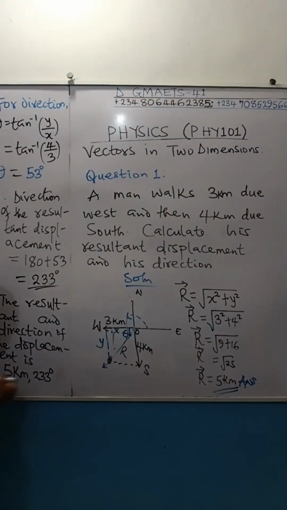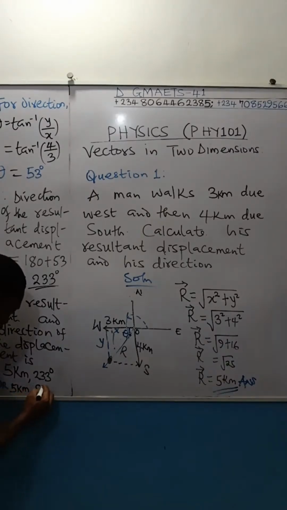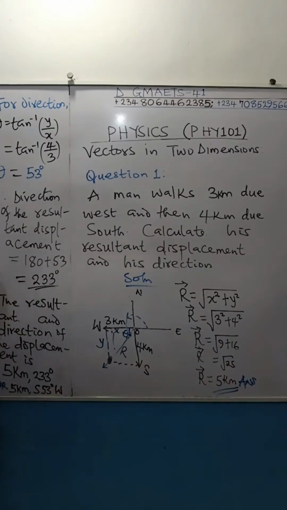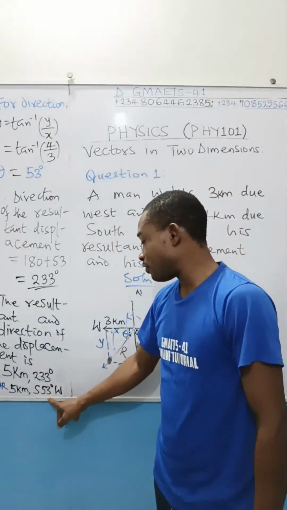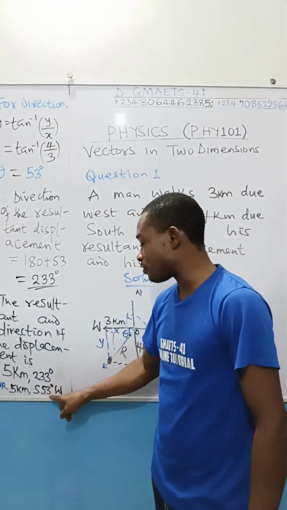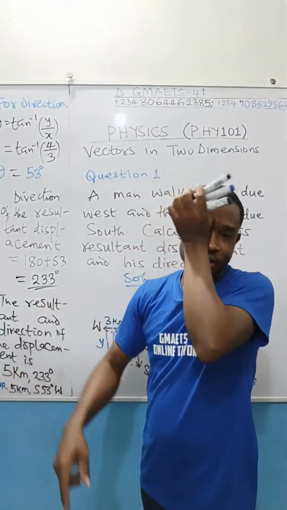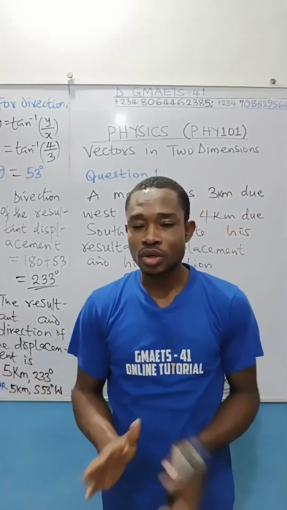In fact, let me write 5 kilometers. So I show you the various ways you present the result. 53 degrees, I think it's usually written south, 53 degrees west. Good. South, 53 degrees west. Or you can just simply write 53 degrees west of south or 53 degrees southwest. However you want to.